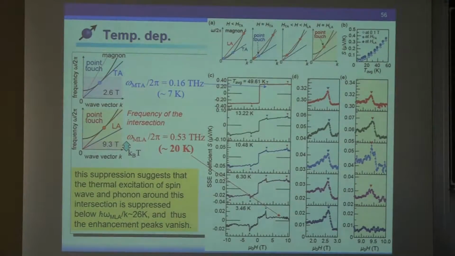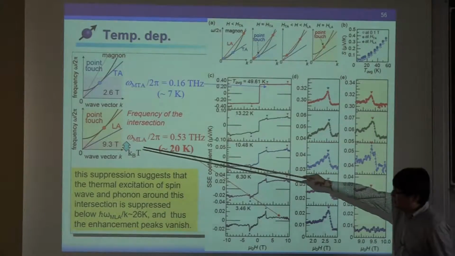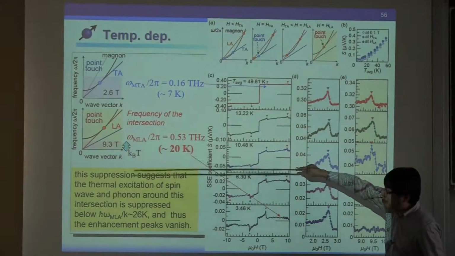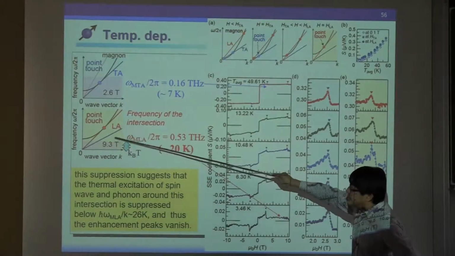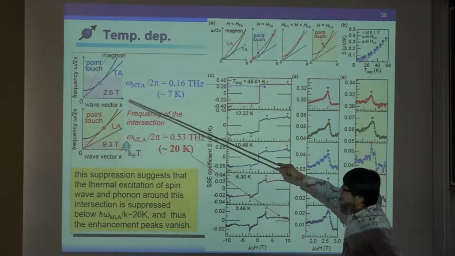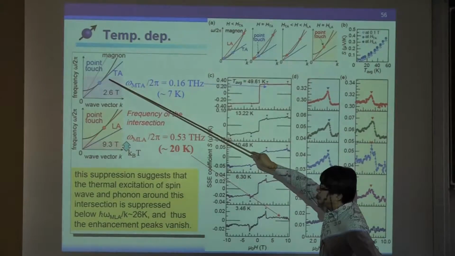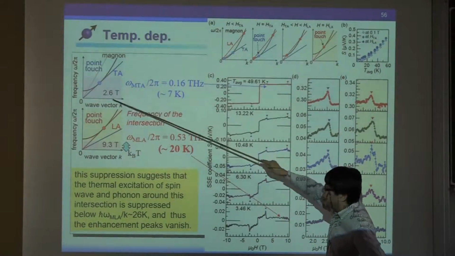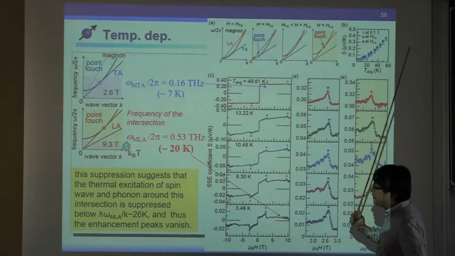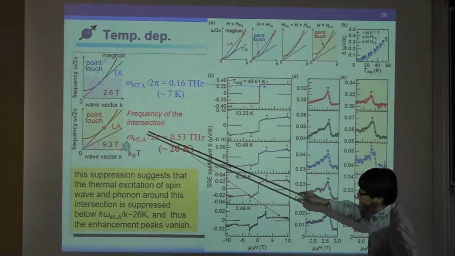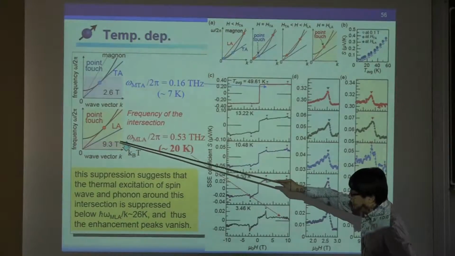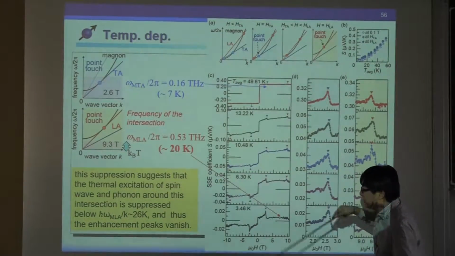Like this. This is the range of thermal fluctuation. The LA phonon intersection is out of range of this fluctuation, but the TA phonon intersection is within the range of this thermal fluctuation. So this intersection effect is suppressed at very low temperature.